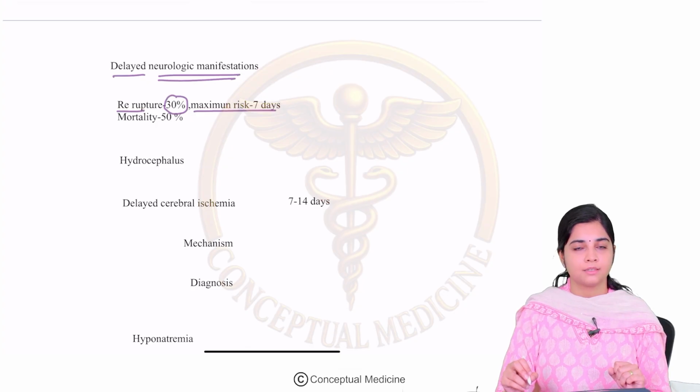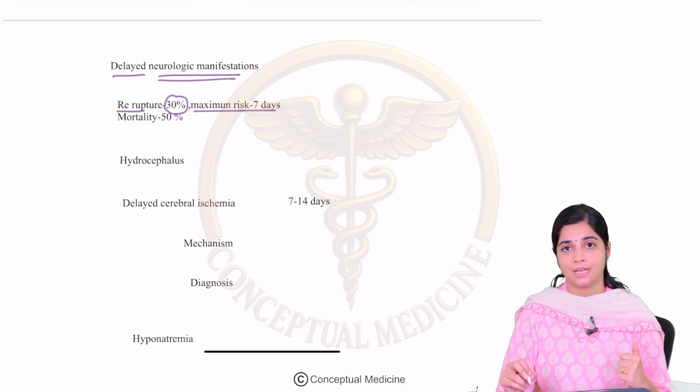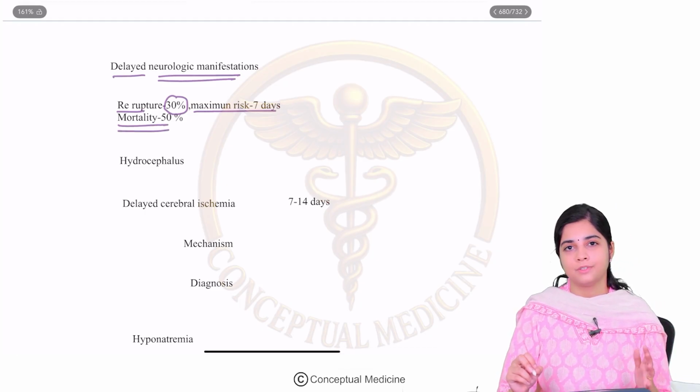So anybody who is presenting with subarachnoid hemorrhage, be very careful and do an upfront treatment of the person. If it requires a coiling, if it requires an interventional procedure, please go ahead upfront and coil the aneurysm so that it does not re-bleed again. The risk of re-bleeding is 30% and it's highest in the first week. The mortality goes up to 50% if there is a re-bleed.